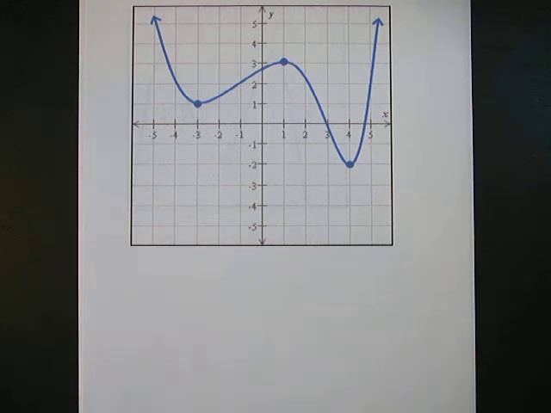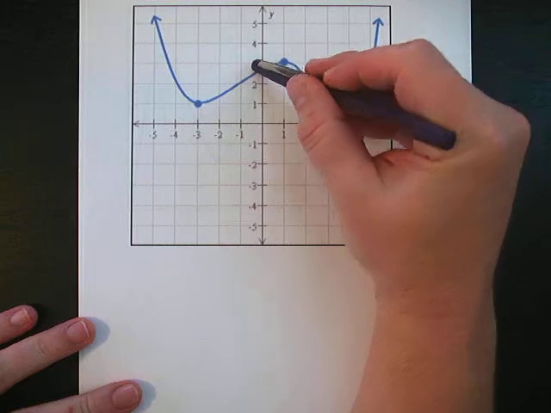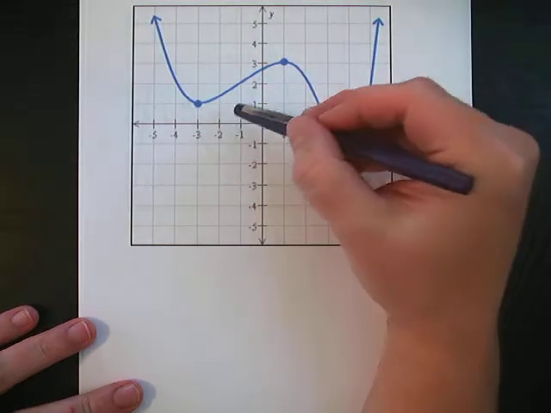Okay, in this video we're going to be talking about how to find local maxima and local minima of a function by looking at its graph. The value of the local minimum or local maximum is the y value, and where it occurs is the x value.